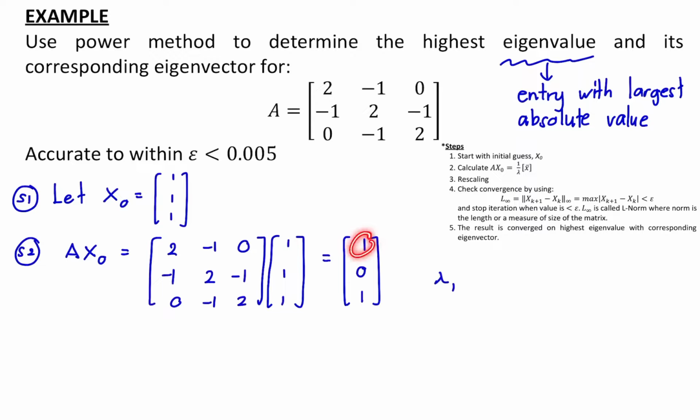Okay, so let's refer to our entries. We have 1, 0, 1. The entry with the largest absolute value is 1, so our lambda 1 is equal to 1. That is our second step. Step 3, rescaling.